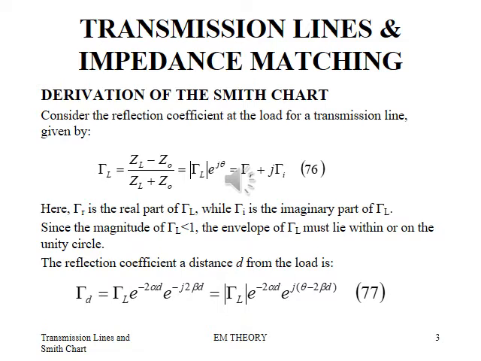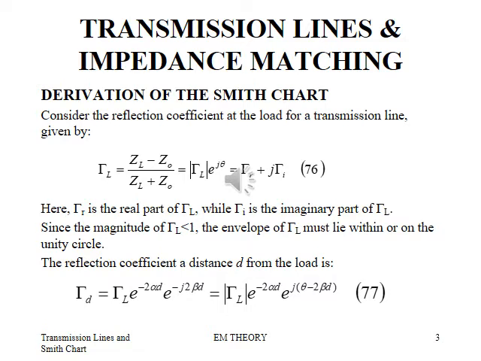Now, the magnitude of the reflection coefficient is always less than or equal to 1 by definition, because you cannot reflect anything higher than what has been transmitted. So the reflected wave magnitude is always less than or equal to the incident wave. And therefore the envelope of Γ_L must lie within or on the unity circle, which means the magnitude of Γ_L is less than or equal to 1.